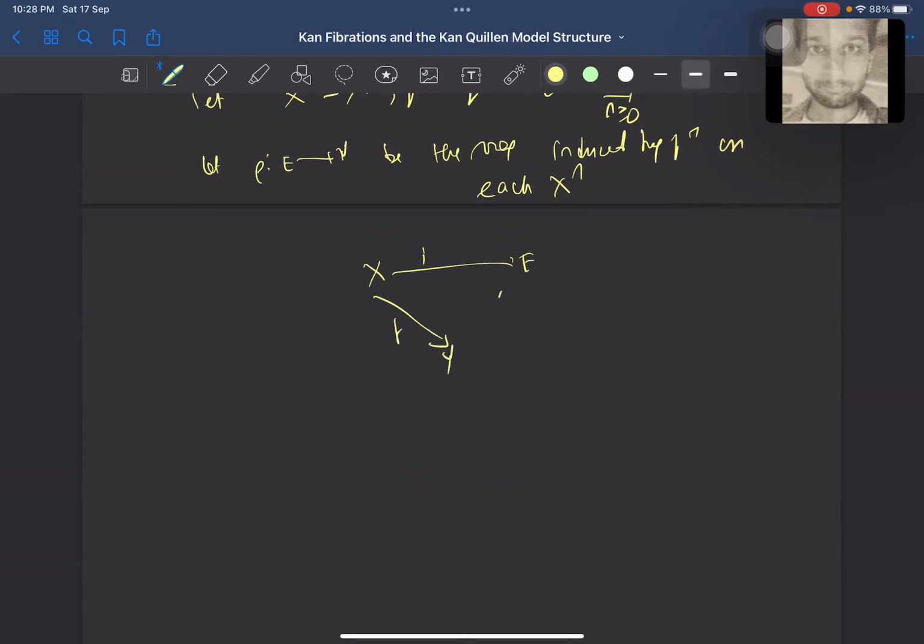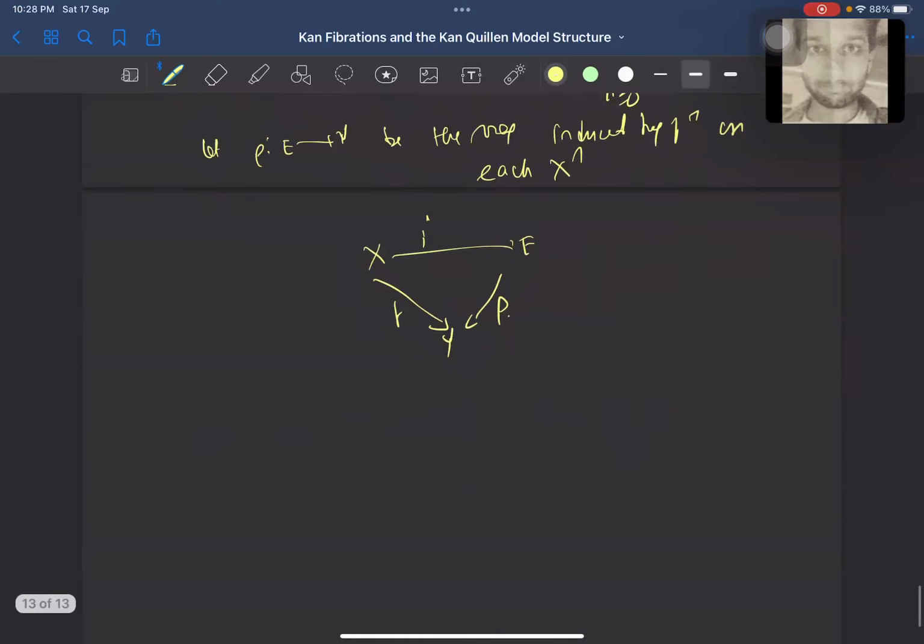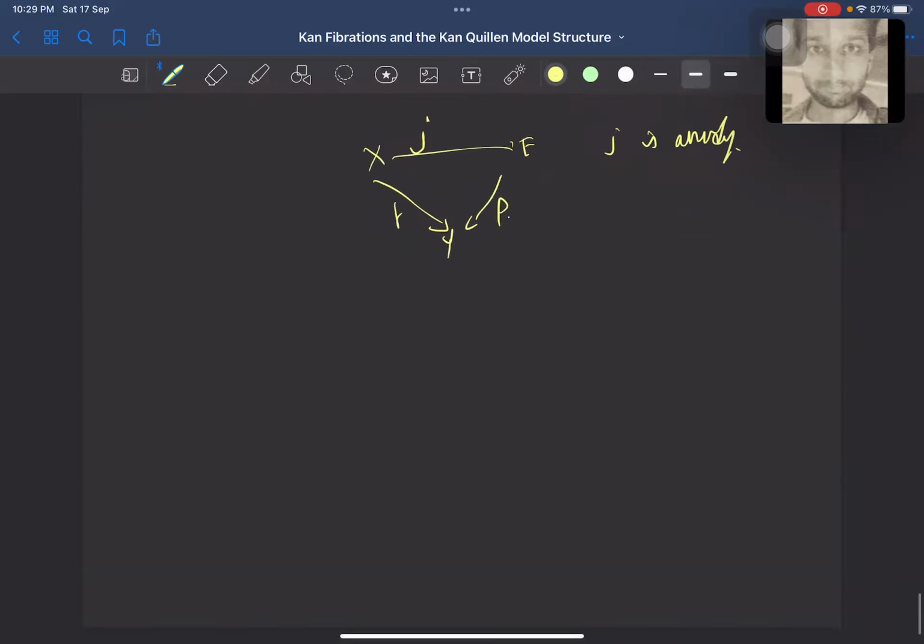It's not that hard to see. We'll have the following commutative diagram where I, right, I've been calling it J, so let me stick to J. J is anodyne. Now, we just need to show that P is a fibration. So that's the thing that remains.